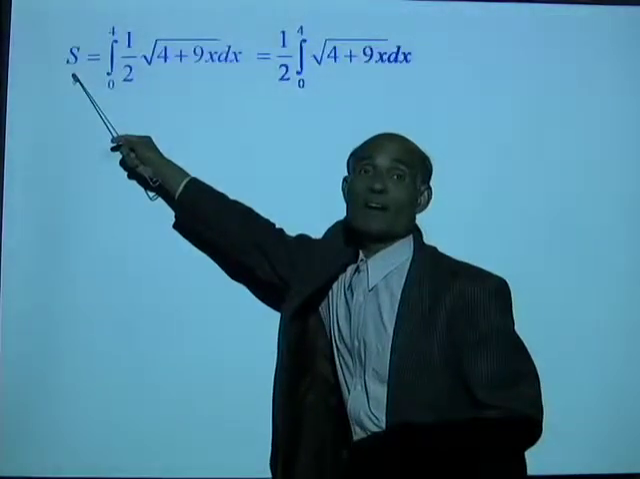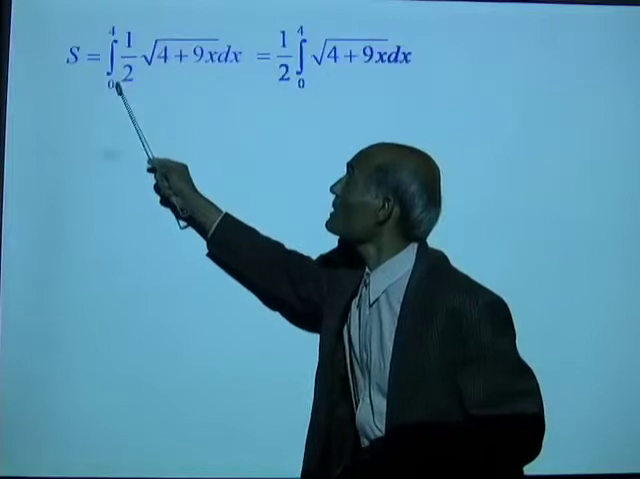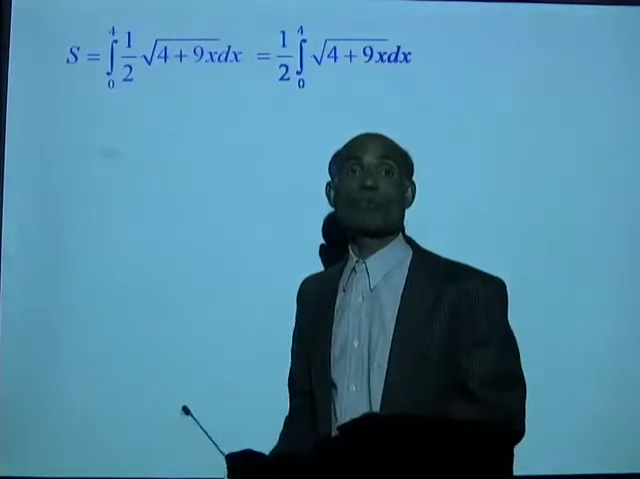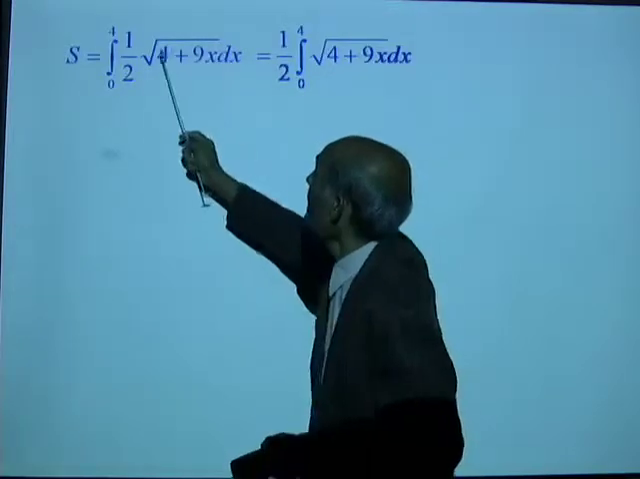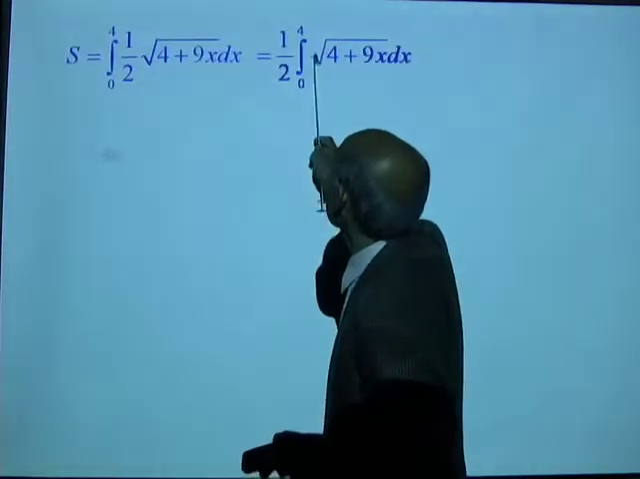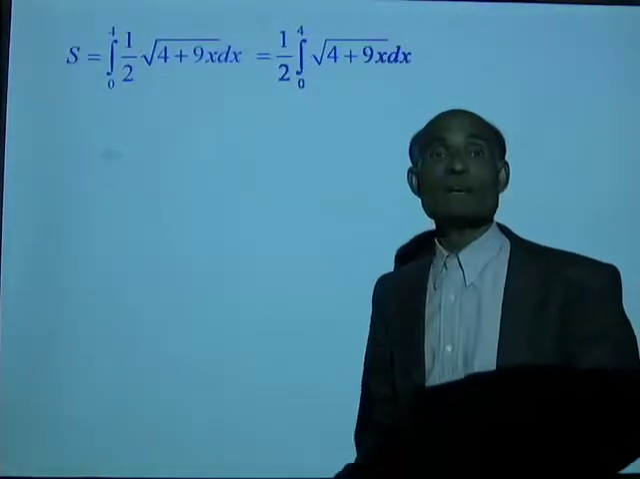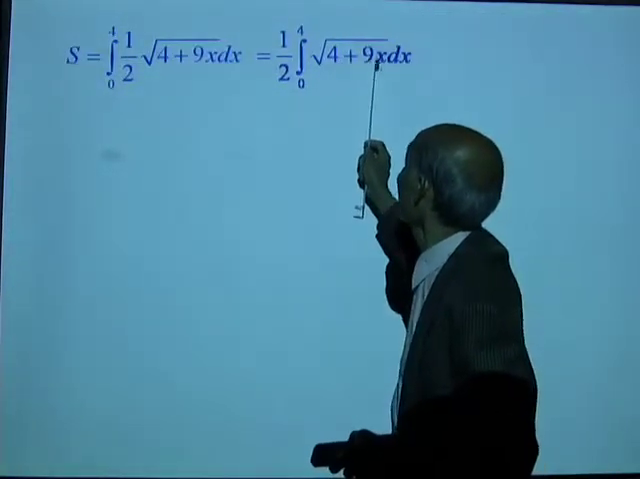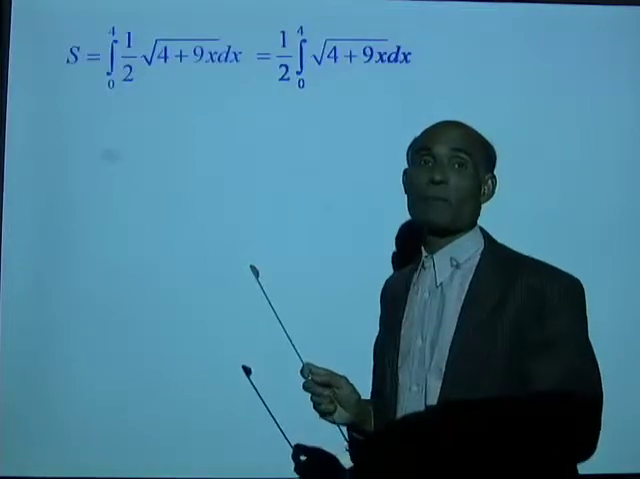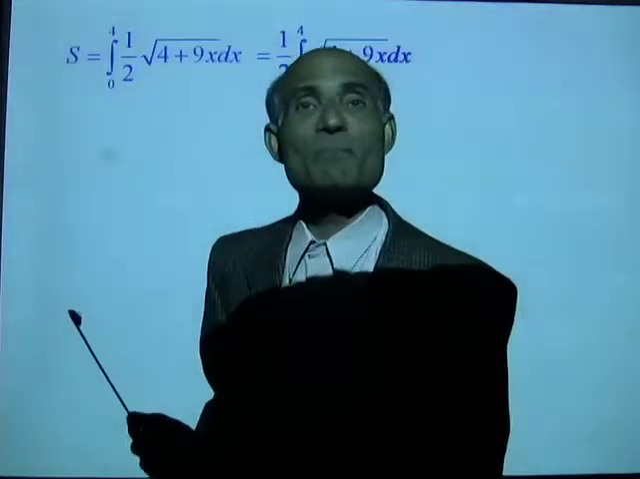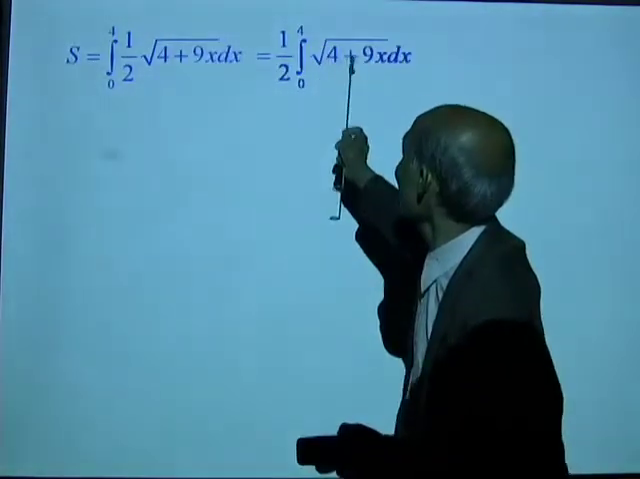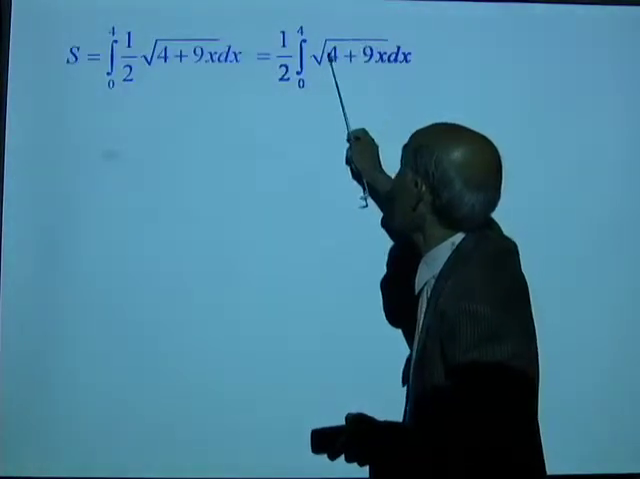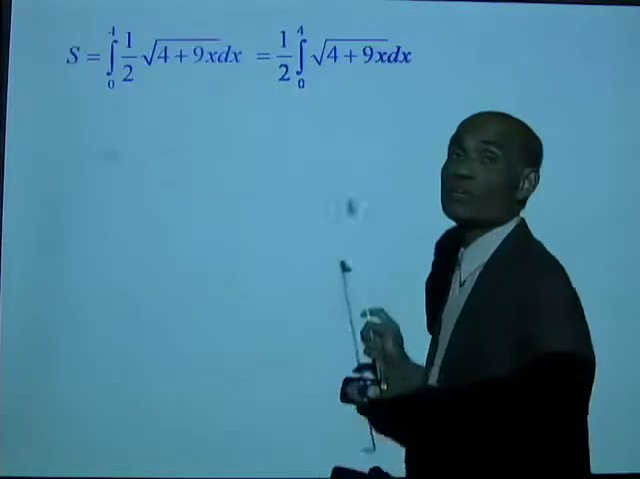So we got arc length equal to integral 0 to 4 of 1/2 square root 4 plus 9x dx, and 1/2 comes out. We have 1/2 times integral 0 to 4 square root 4 plus 9x dx. Alright, give me a method to integrate this. How do you integrate this? Square root 4 plus 9x, that's the quantity inside the square root, and dx is outside.